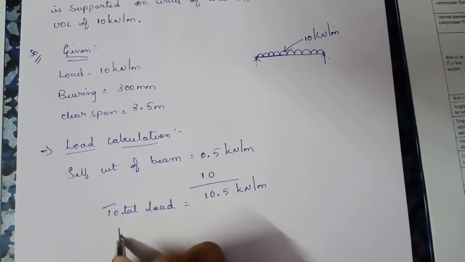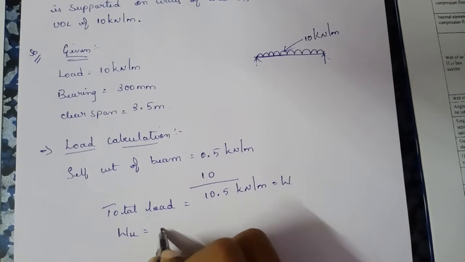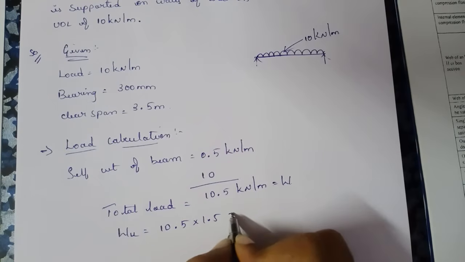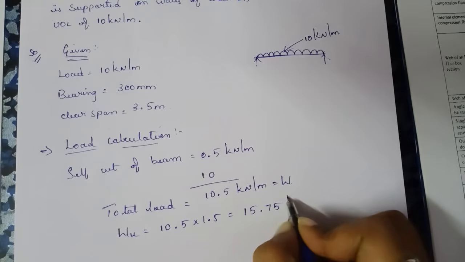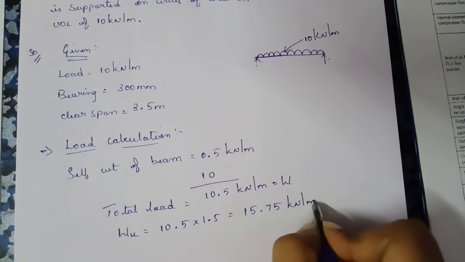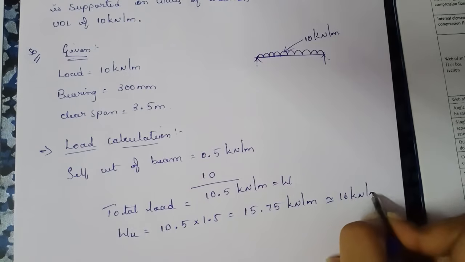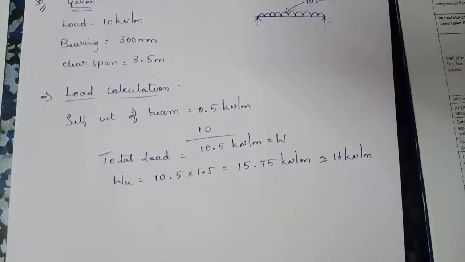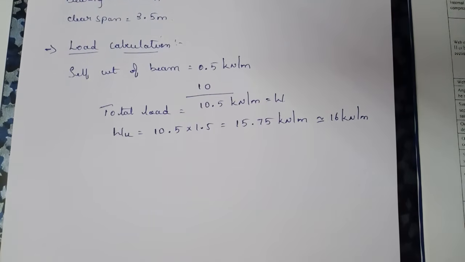Then we'll factor it now. WU, where W is nothing but this. So the factored load WU will be 10.5 multiplied by 1.5, the factor of safety. So that will be 15.75 kilonewton per meter. If we round it off, the total load will be 16 kilonewton per meter. So this will be the total load here.